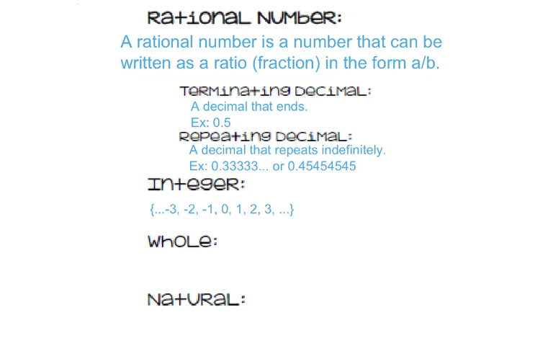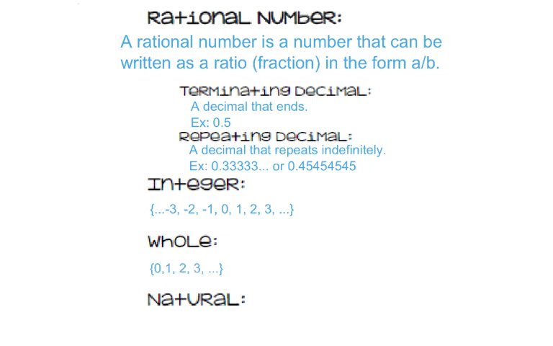Integers include all of the whole numbers and their opposites. So the opposite of any whole number is going to be a negative number. So integers are going to be -3, -2, -1, 0, 1, 2, 3, and on both ways. So if you can remember all the whole numbers and their opposites, that's the best way to find your integers.